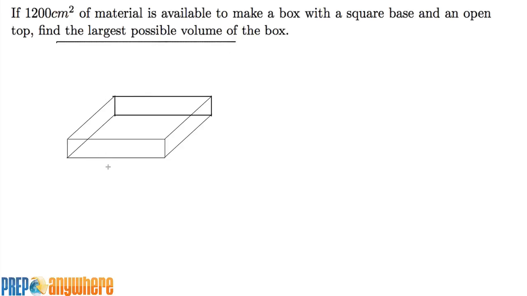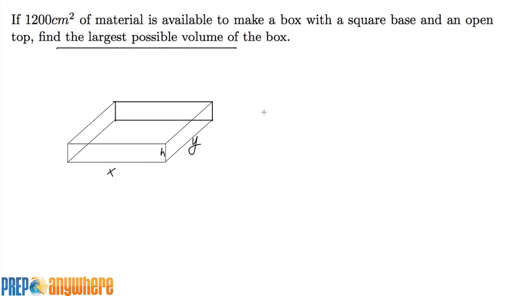Okay, so let's label the dimensions of the box. Let's call this x, x, y, and h for height. So the first thing you have to do is, what is it that we're trying to optimize? Okay, it's almost always in the final sentence, and it's the volume. So the volume, right, is from the diagram, x times y times h. Okay, and we have three variables here, and this is not good. We want to reduce it to one variable, so it's a function of one variable, so we can differentiate and find the critical number.